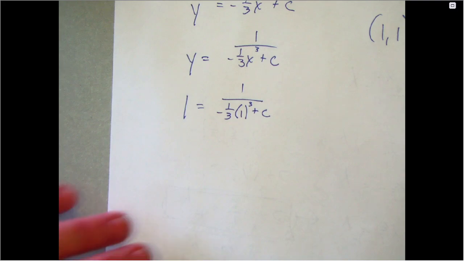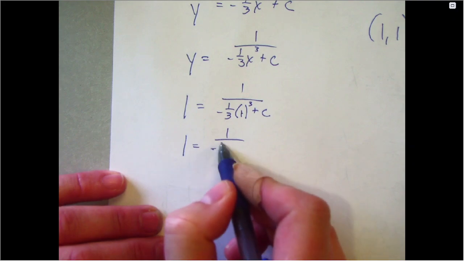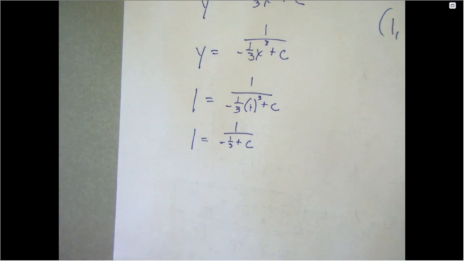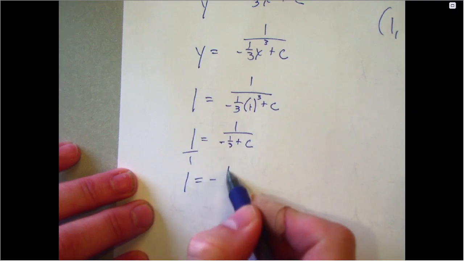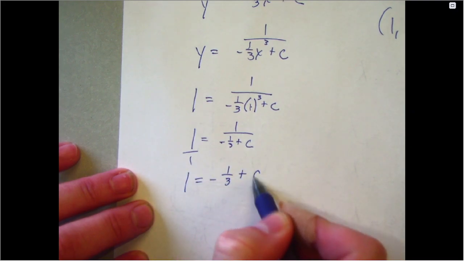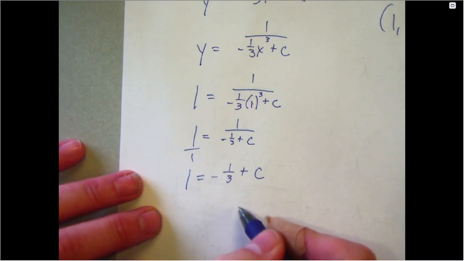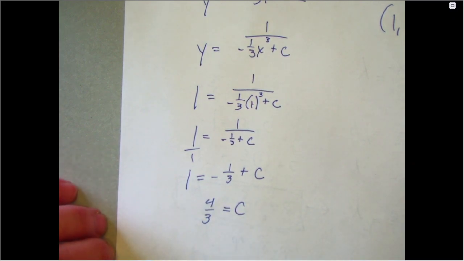This works. So 1 equals 1 over, this would be negative 1/3 plus c. And then I could cross multiply. So 1 equals negative 1/3 plus c. And so c equals 4/3. Is that part okay with me?